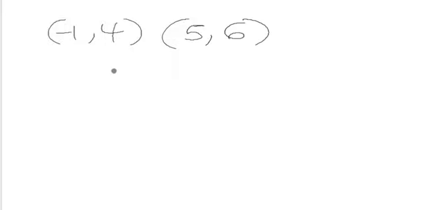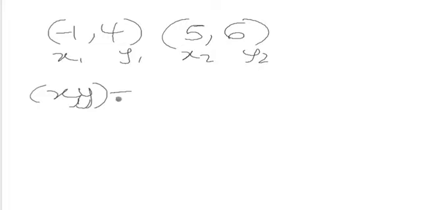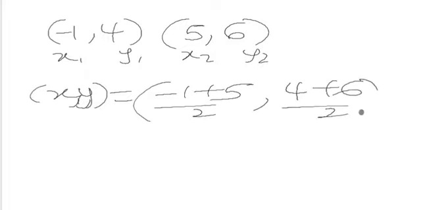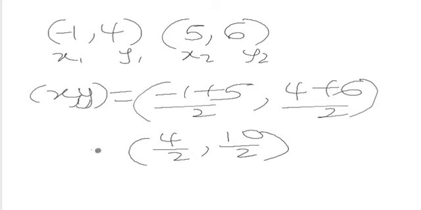So you have this point on the Cartesian plane, minus 1, comma 4, and then you have another point, 5, comma 6. We want to get the midpoint, so we pick x1, y1, x2, y2. The midpoint x, comma y will now be minus 1 plus 5 divided by 2, comma 4 plus 6 divided by 2. Minus 1 plus 5 is 4 over 2, 4 plus 6 is 10 over 2. So the midpoint is 2, comma 5.